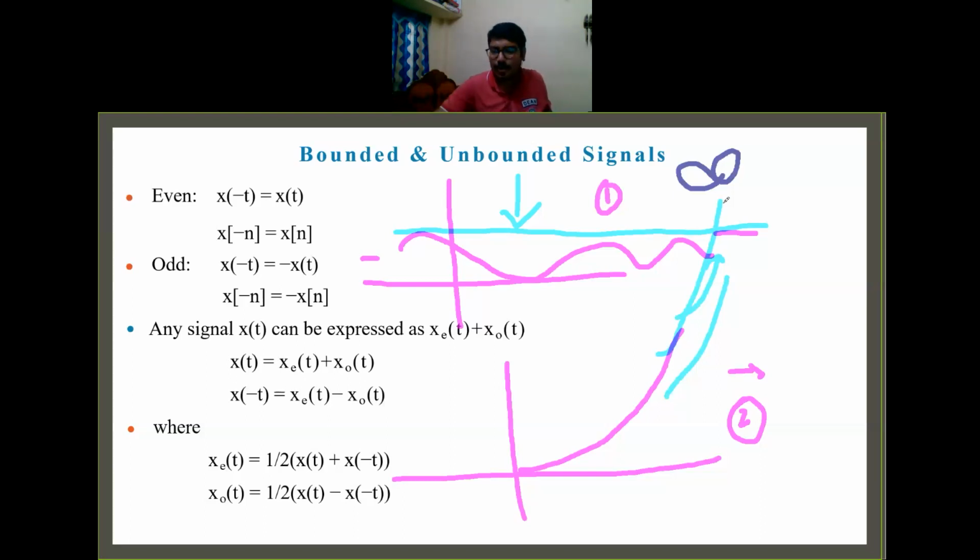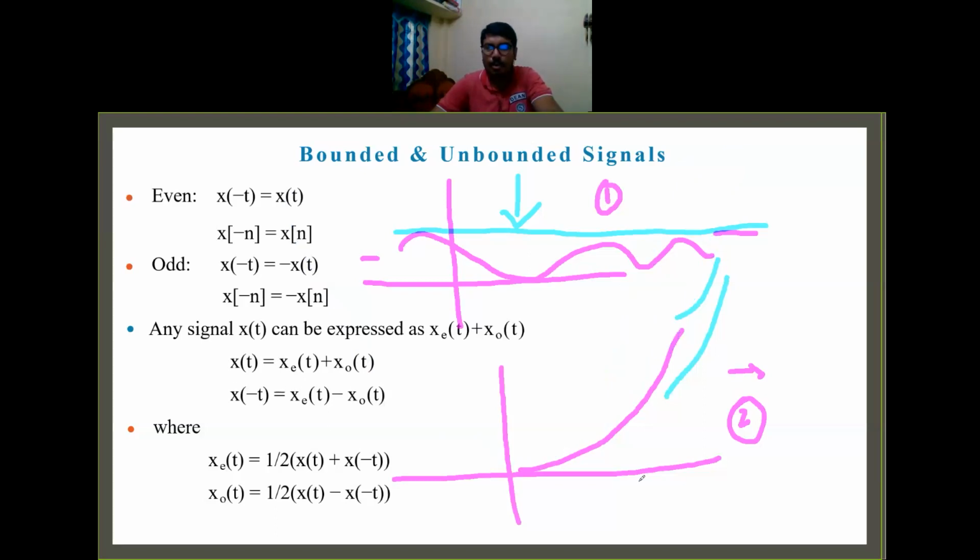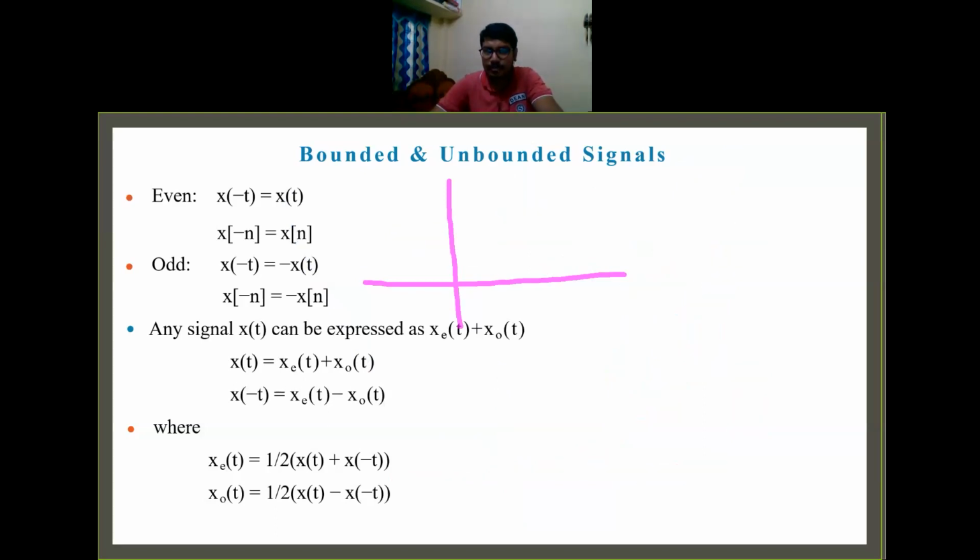Exponential signal. This is the exponential signal which I have drawn. This is unbounded. Exponential signal is unbounded. Parabolic is also unbounded. Okay, so this is about bounded and unbounded. I hope you understood. Bignesh, understood?